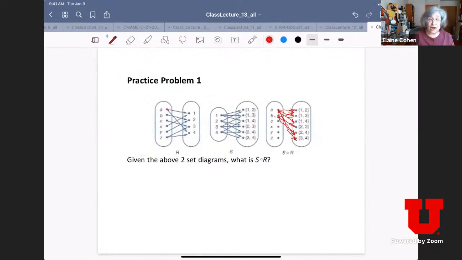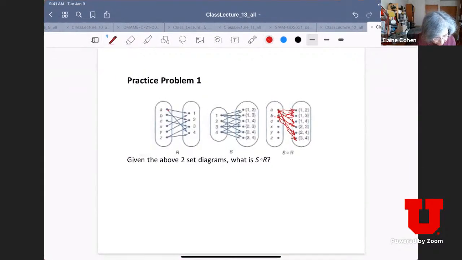Now notice A went to 3 places in the relation R, and it goes to 6 places in the relation S of R. B goes to 1 place in R, but it goes to 3 places in S of R.